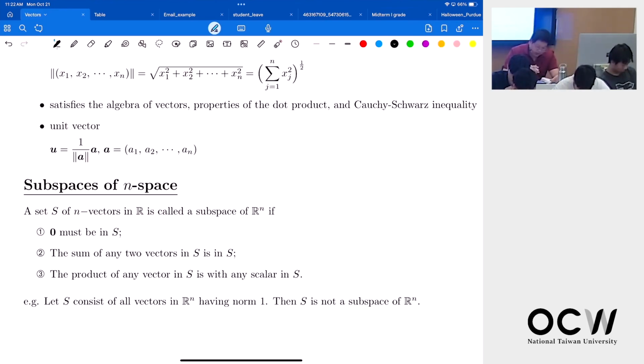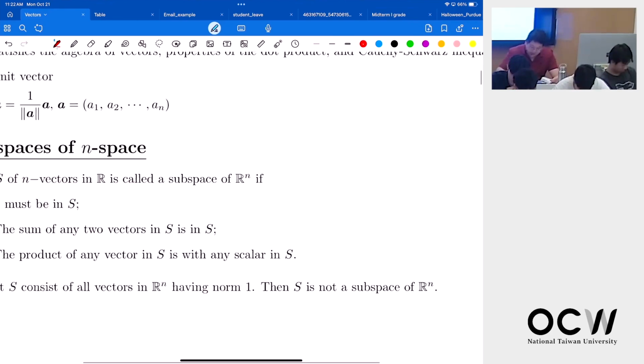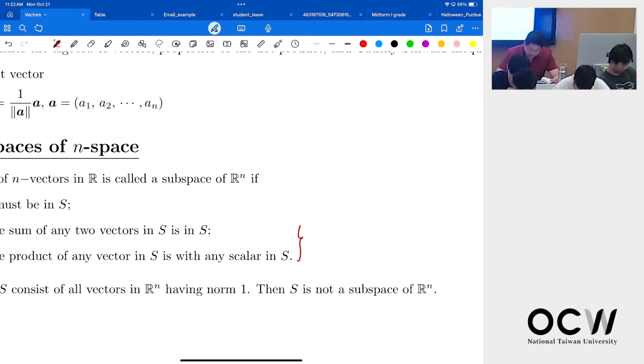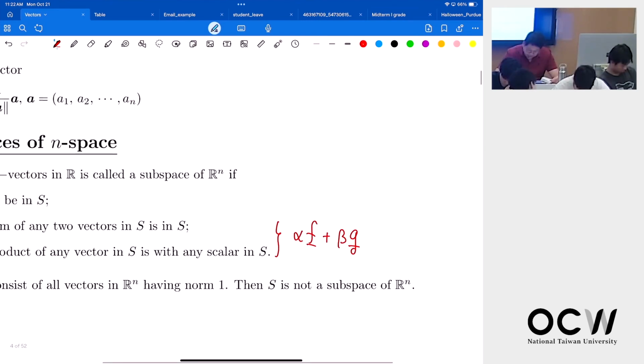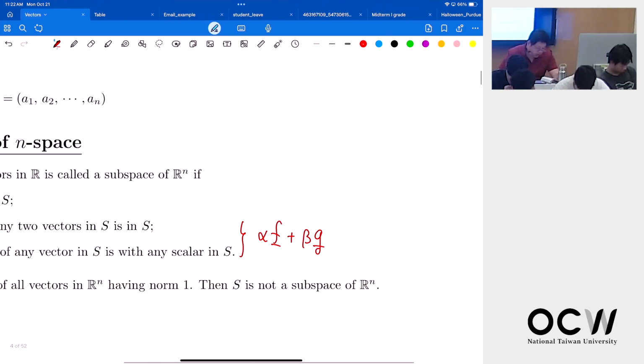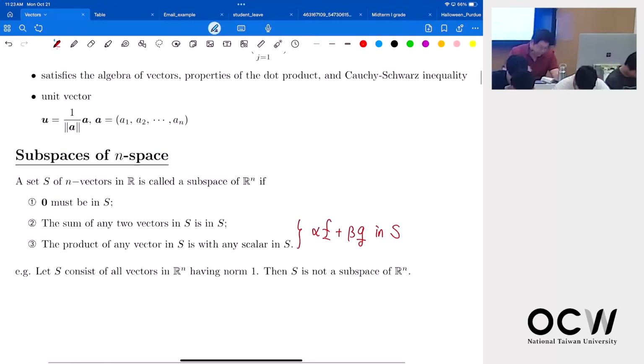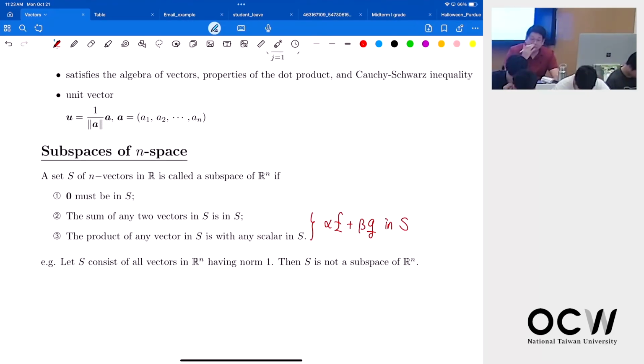For these two, what does that mean? That the second and third, that means alpha times the vector f and beta times the vector g, and I add these two together, it should still be in the set S. Let's see some examples, then you will know what a subspace is.